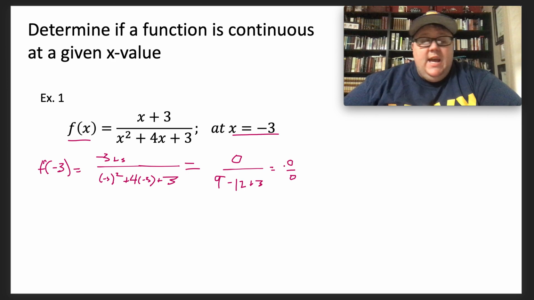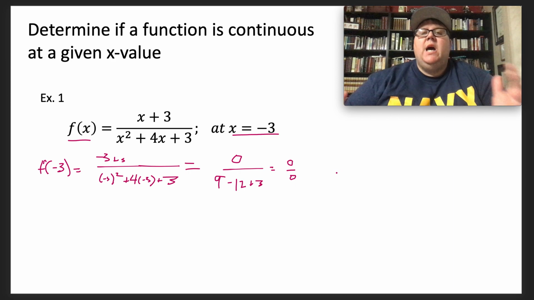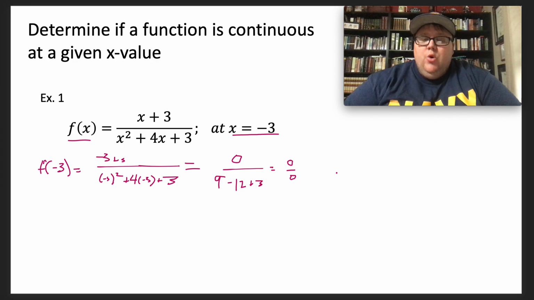So that tells me right there it is not continuous. I have 0 in my denominator. So what it's going to tell me is what type of discontinuity it is. The way I do that is I have to factor the bottom. All right, I'm going to factor the bottom.